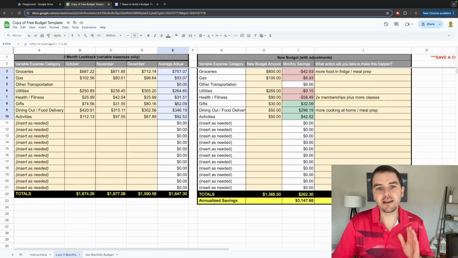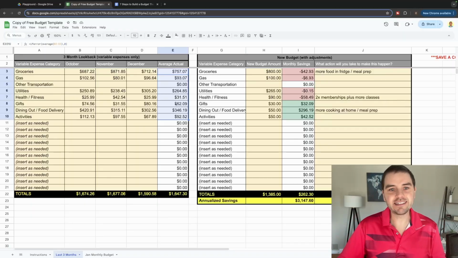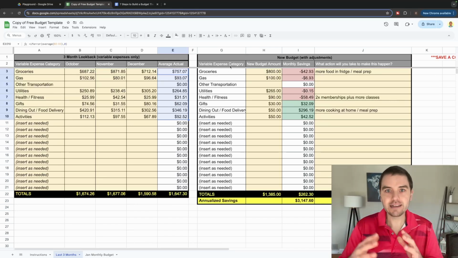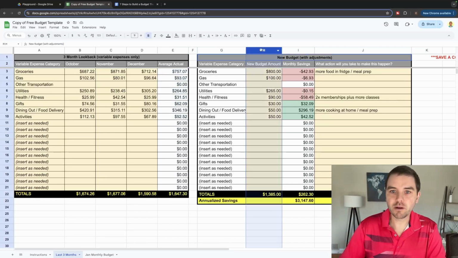We then want to say, okay, is me spending this amount of money in this category aligning to the larger financial goals and life goals that I have for myself? What we want to do then is align the spending with the goals and create a new budget amount, which is this column here. And these are what we're going to be entering in based on our previous data.